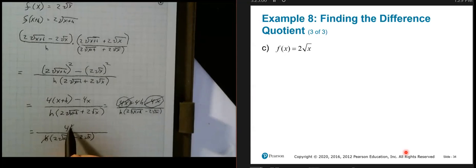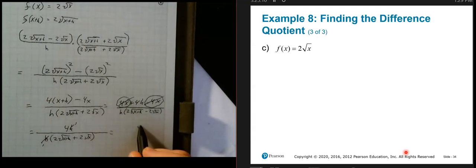The h's go to 1 because h over h is 1. So it is a plus 4. My numerator is 4 and my denominator is 2 times the square root of x plus h plus 2 times the square root of x. Now, looking at this, guess what? My two things in the denominator have 2 as a factor, so I can divide those out because 2 is a factor of 4.